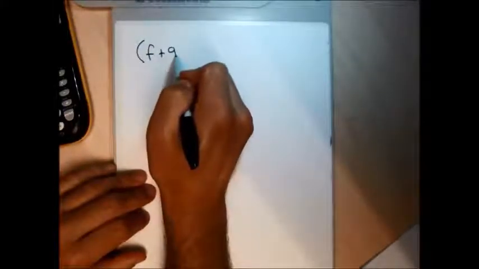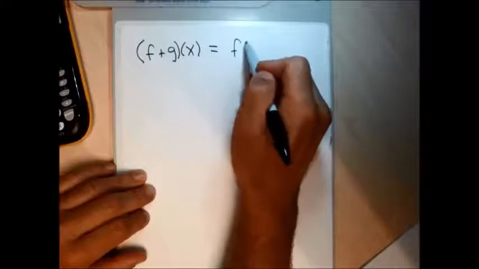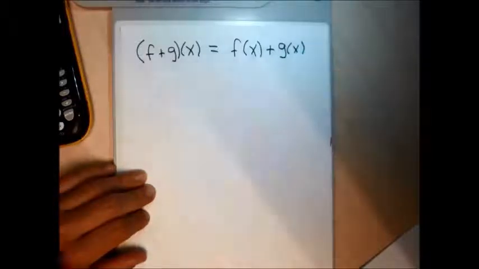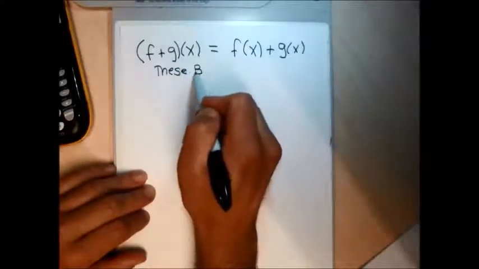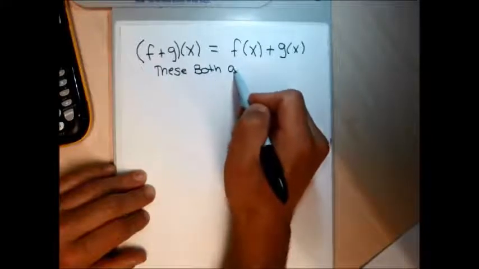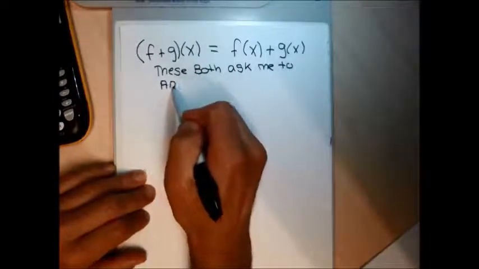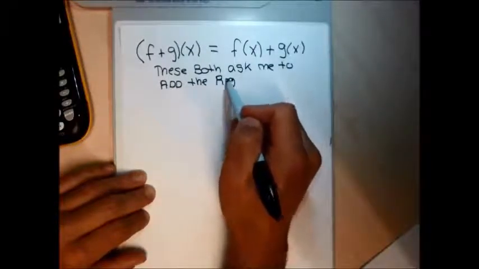So this notation f plus g of x is the same as this notation, f of x plus g of x. And what this asks me to do, these both ask me to add the right side of the f function plus the right side of the g function.